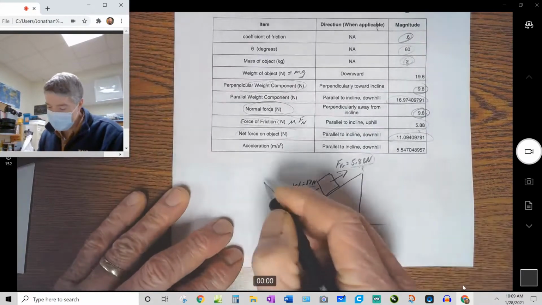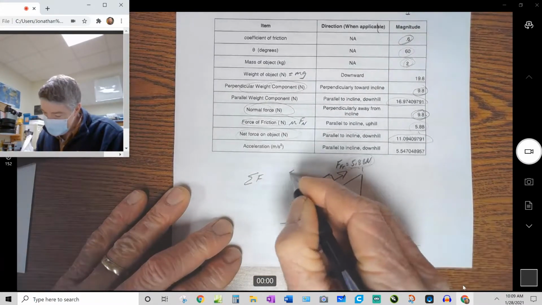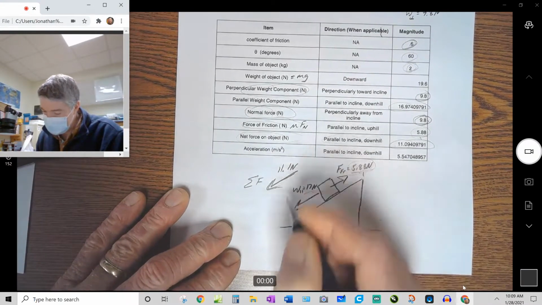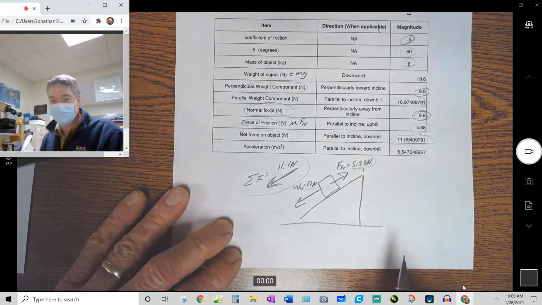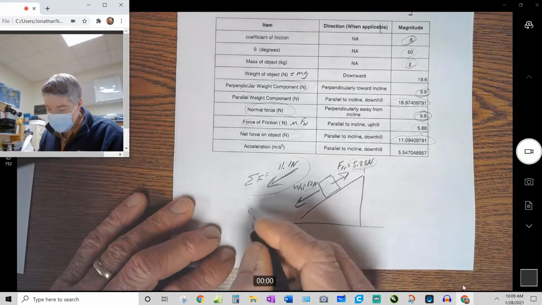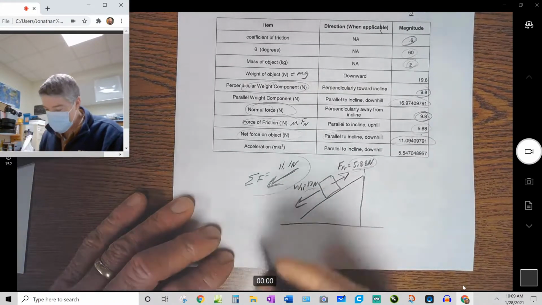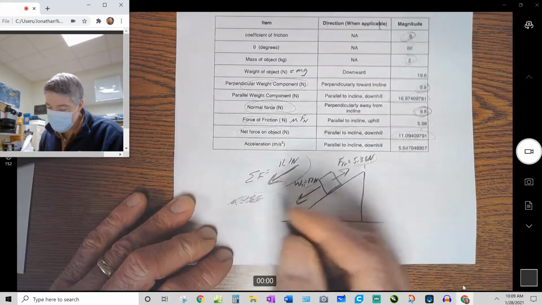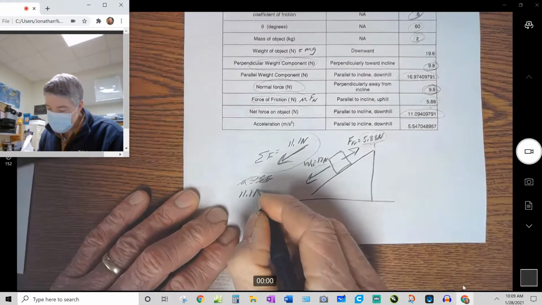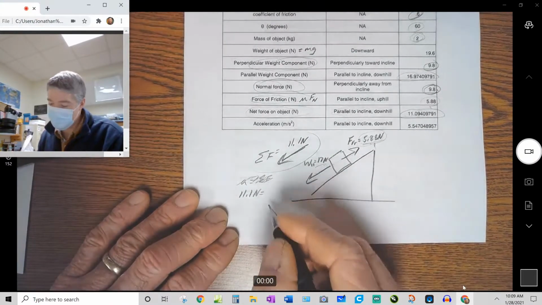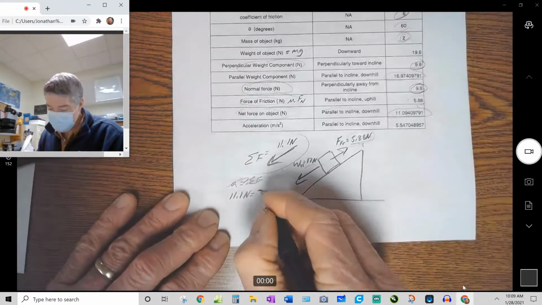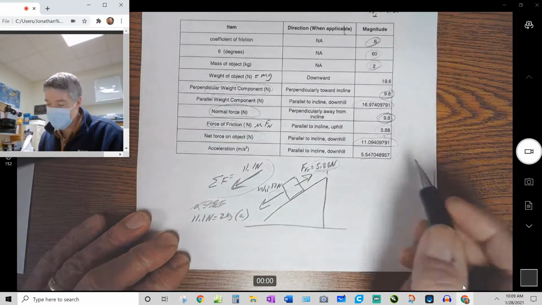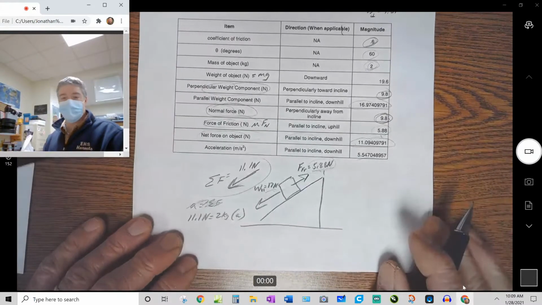So the net force, if I were to draw it, is this way, and it equals 11.1 newtons. So that arrow right there represents the net force. And then to find acceleration, since net force equals mass times acceleration, I'll write it this way: 11.1, that's the net force, equals the mass, 2 kilograms, times A. So divide both sides by 2 and you get A equals 5.44. The direction would be down the hill.